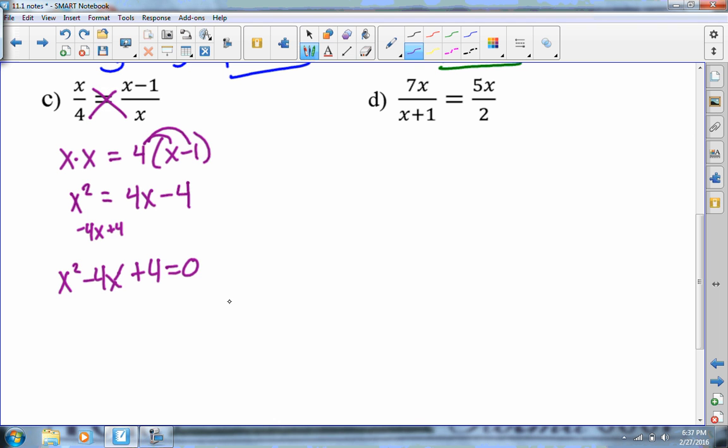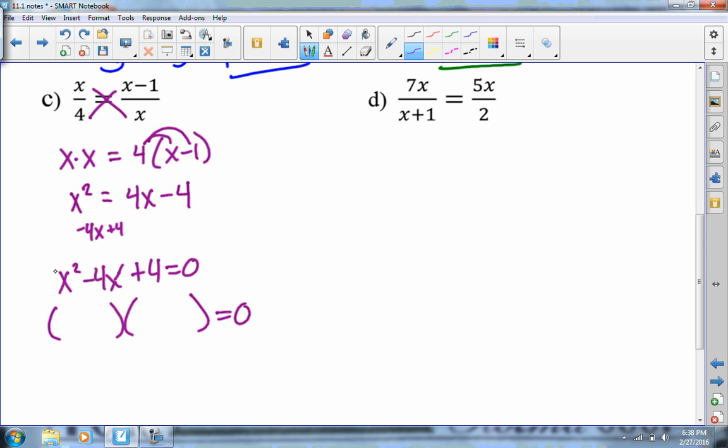So now once it's all set equal to 0, if you wanted to do the quadratic formula, you could. You would have your a value is 1, b is negative 4, c is 4, and then you'd have to substitute it into the quadratic formula, negative b plus or minus the square root of b squared minus 4ac all over 2a. So it's a big substitution problem, but I think it's faster to do guess and check.